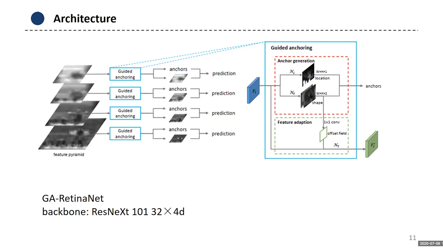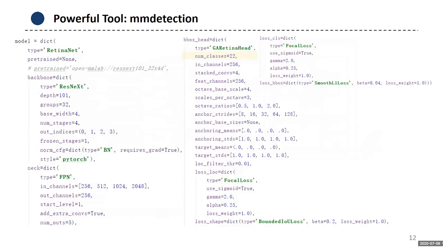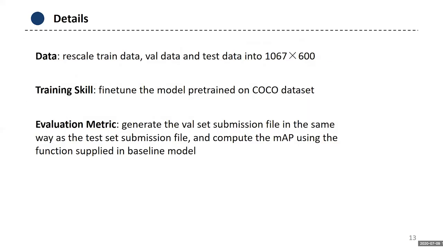However, due to the limitation of computing resources, GA-RetinaNet with the same backbone as the major model mentioned before is difficult to run on our machine. So we adopted a compromise strategy and used the ResNeXt-101 32 by 4 dimension version as the backbone of GA-RetinaNet. Here we also use MMDetection to implement the experiments. The configuration is similar to the one for the major model, and the training setup is the same as in part two.